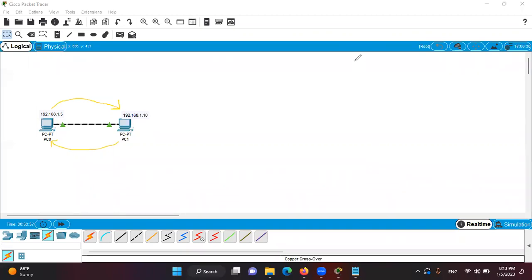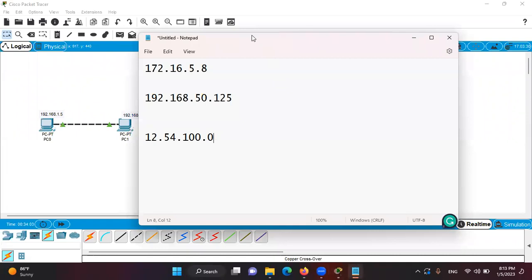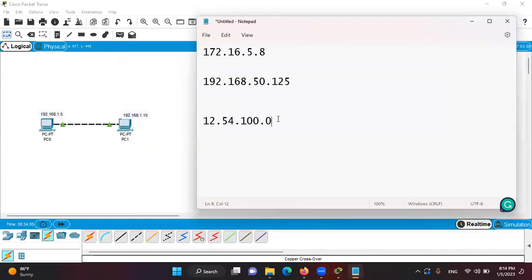Communication connectivity check between the two computers. If I check from the first computer, PC 0, to PC 1, I must type ping. Ping is the command, and I'm going to check the connectivity from this computer to this one.